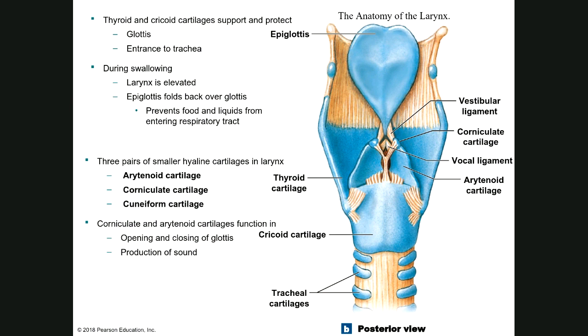The three pairs of smaller cartilages in the larynx are the arytenoid cartilage, you see they are in pairs, the corniculate cartilage and the cuneiform cartilage. For some reason, I don't know why, we don't have the legend for it. The corniculate and arytenoid cartilages play a function in opening and closing the glottis. They also play a role in sound production, because they are protecting the vocal ligaments over there.